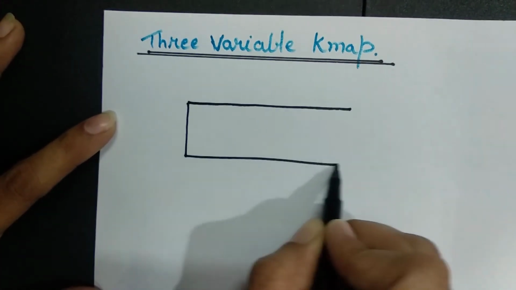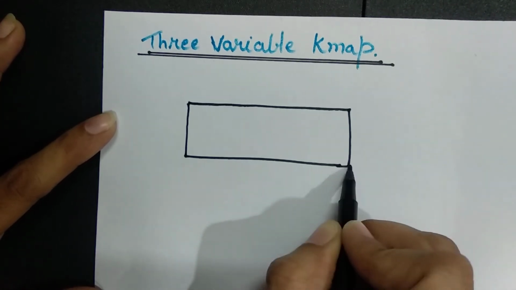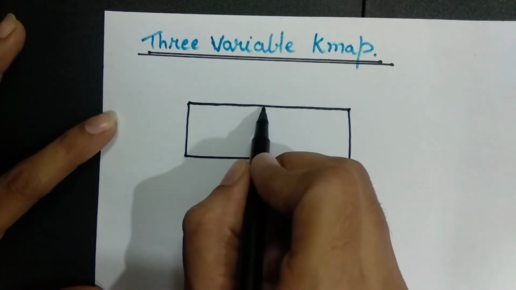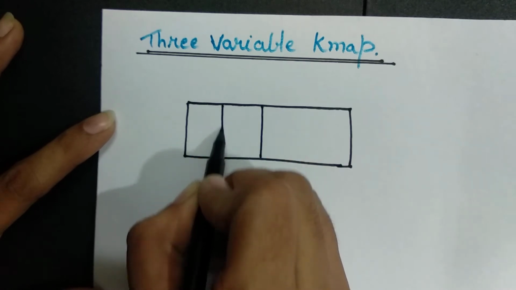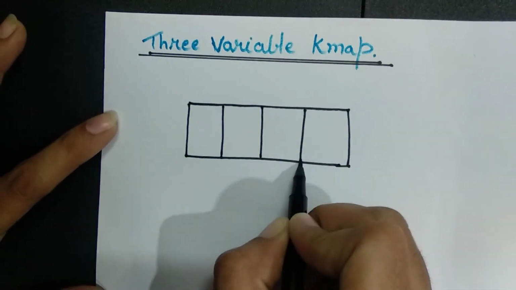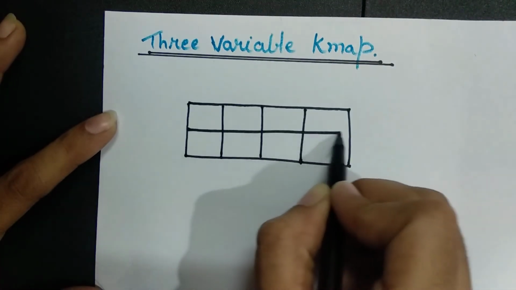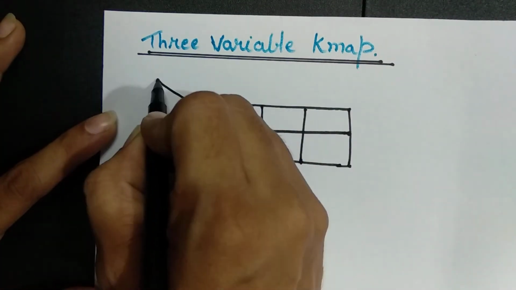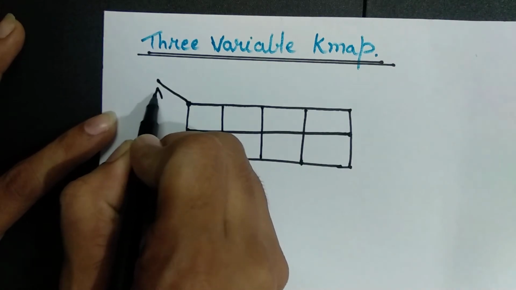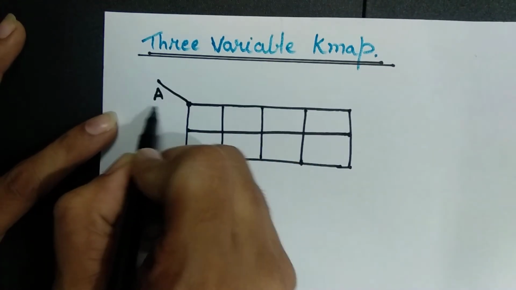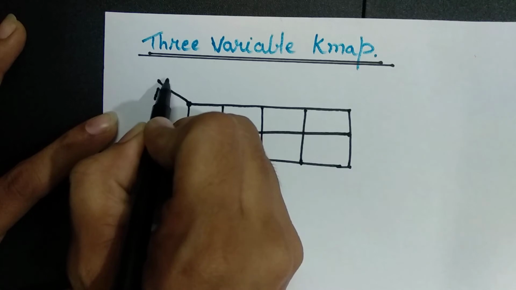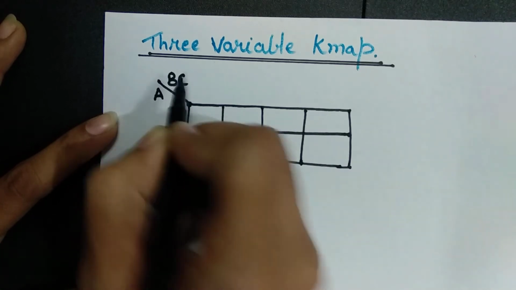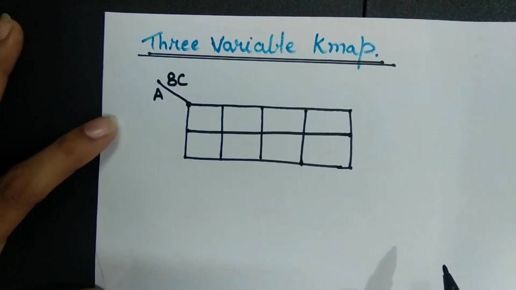Draw the straight line like this, then draw these boxes accordingly, and here again 2 boxes. Here you will have A, that is your MSB term. Here you will have B and C.